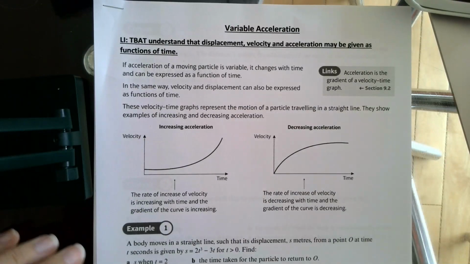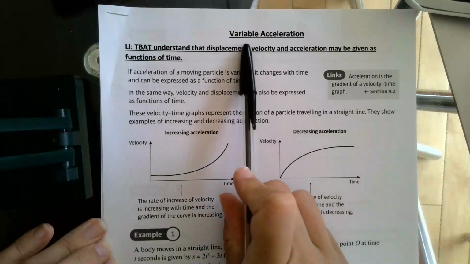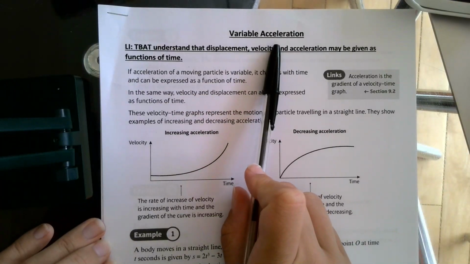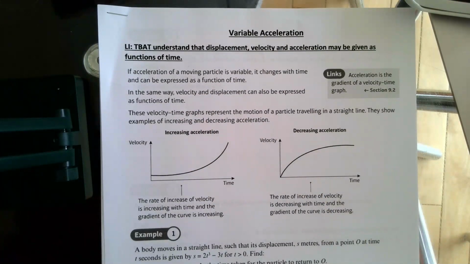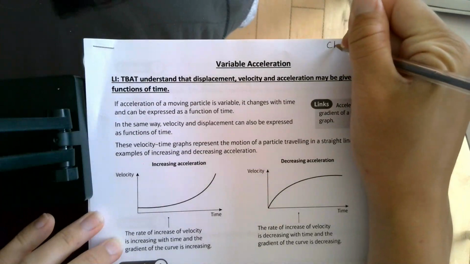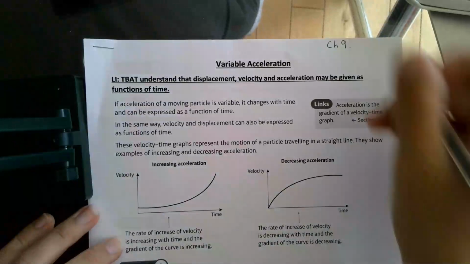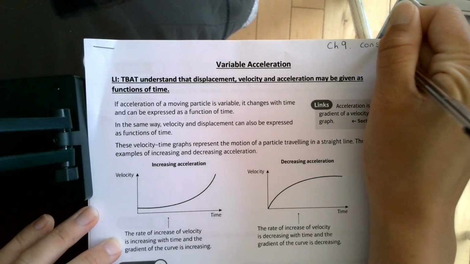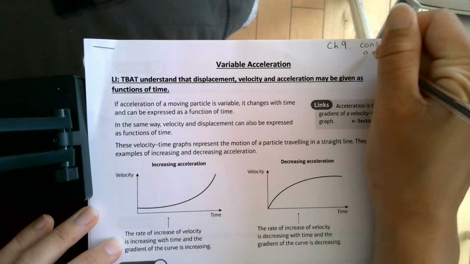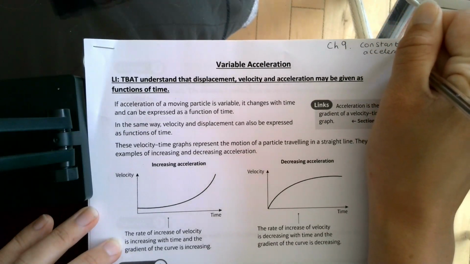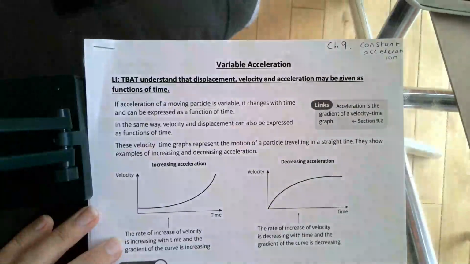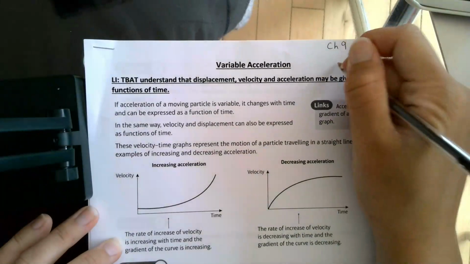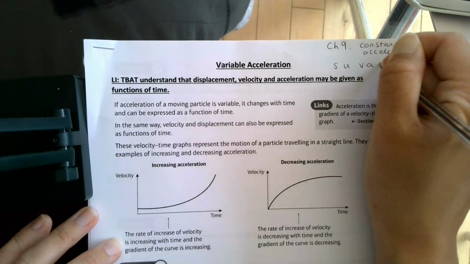This is the first lesson of chapter 11, and chapter 11 is all about variable acceleration. Now, I want to just cast your mind back to chapter 9. When we looked at chapter 9, that was all about constant acceleration. And in chapter 9, that's when we looked at the TBAT formula.